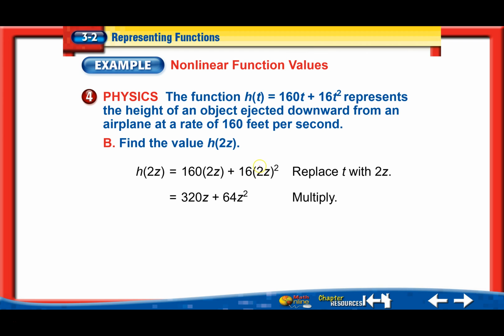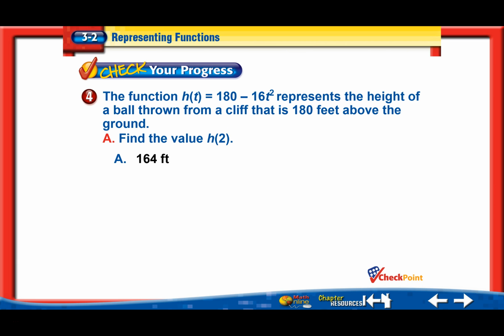So 16 times 2z squared would be 64z squared. And yes, you can do that one. And then 320z, and that's probably as far as we can go. Because we can't simplify, those aren't like terms, so we are done. So we just write h of 2z is 320z plus 64z squared. Moving on. Pause this, give it a shot.